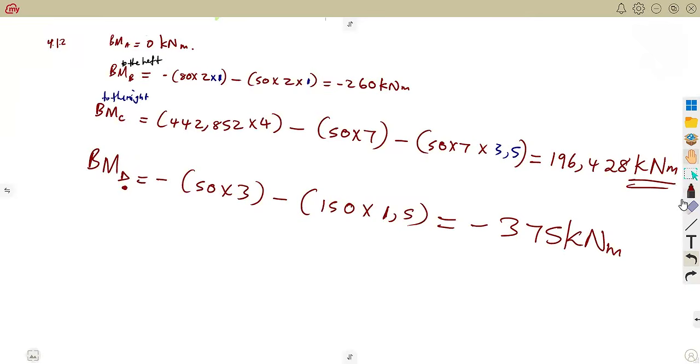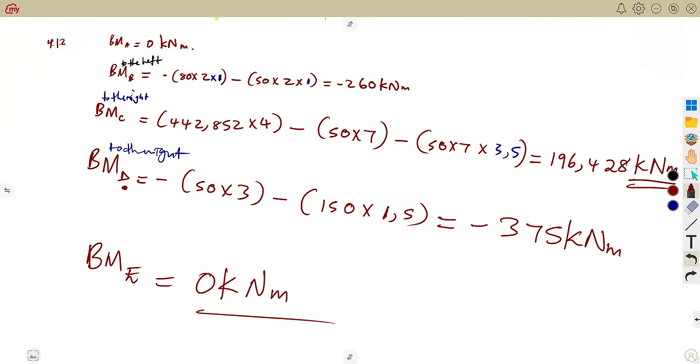Do not waste your time to calculate, even if we can calculate it from the left side, guys, do not waste your time there. Remember this one we took to the right. Okay, it was to the right. Then the bending moment at E, we said it's going to be 0 kilonewton meter. That's it.